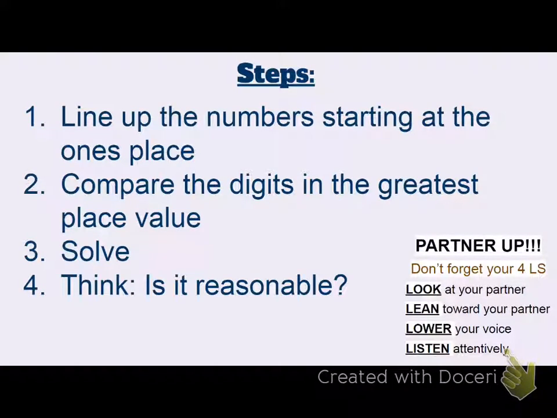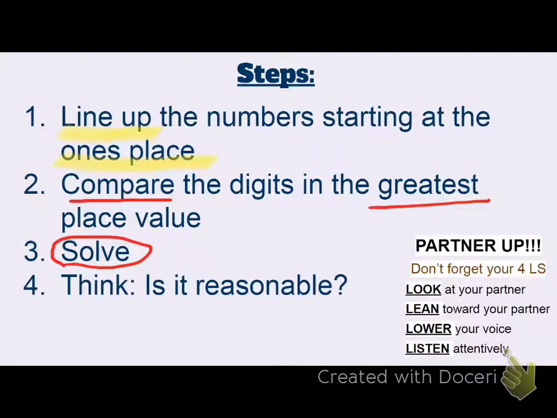When we compare, when we order large numbers, we want to first start off with just lining them up. If we can line up the values starting with that ones place, it's going to make it easier to look at each individual digit, each place value compared to the next one. So we line it up first. After we line it up, then we can move on to comparing that largest or greatest value to solve the problem, which is step 3.